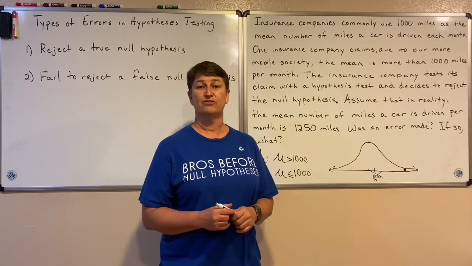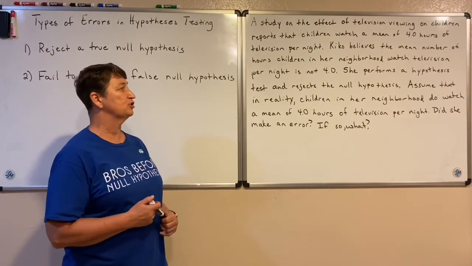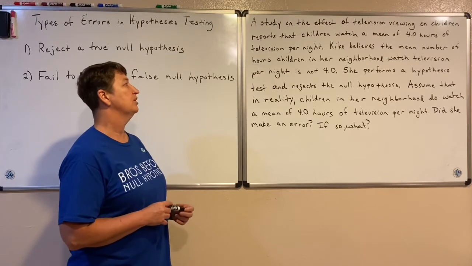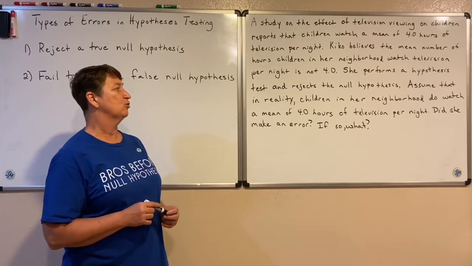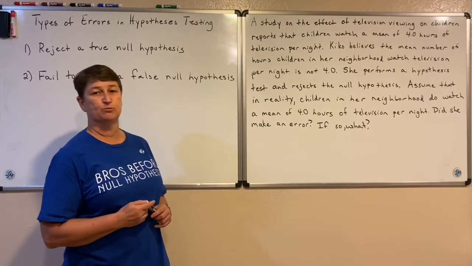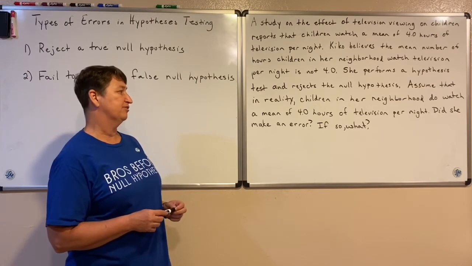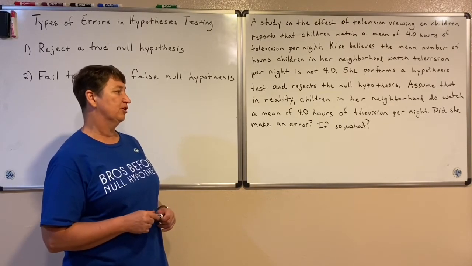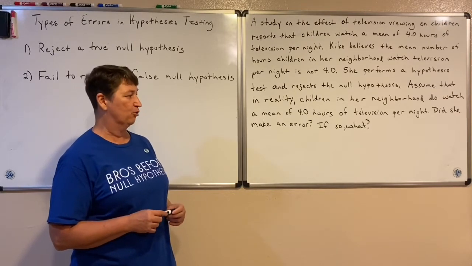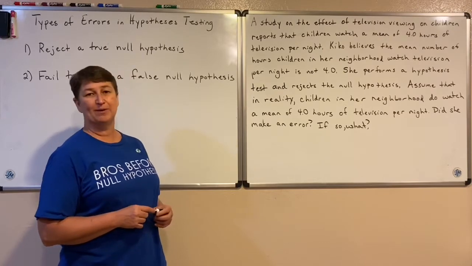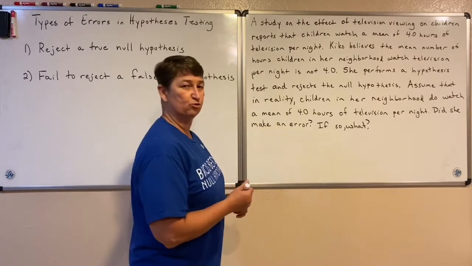Let's do another example. A study on the effect of television viewing on children reports that children watch a mean of 4 hours of television per night. Kiko believes that the mean number of hours children in her neighborhood watch television per night is not 4 hours. She performs a hypothesis test and rejects the null hypothesis. Assume that in reality, children in her neighborhood do watch a mean of 4 hours of television per night. Did she make an error? If so, what? Okay, let's start by just reviewing some things we know.